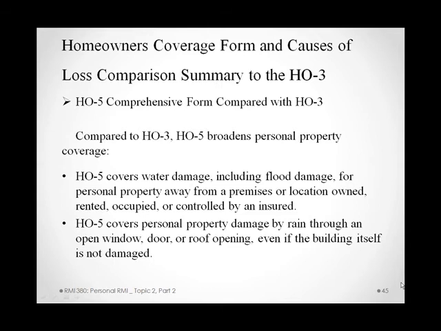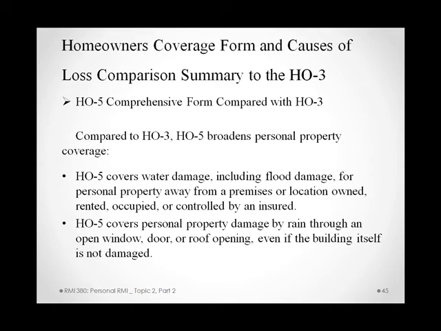The other side of the coin is the HO5 comprehensive form. As we said before, it uses an open peril coverage for your personal properties. In addition, HO5 covers some water damage, including flood damage, for personal property away from a premises or location owned, rented, occupied, or controlled. HO5 also covers personal property damage by rain through an open window, door, or roof opening.